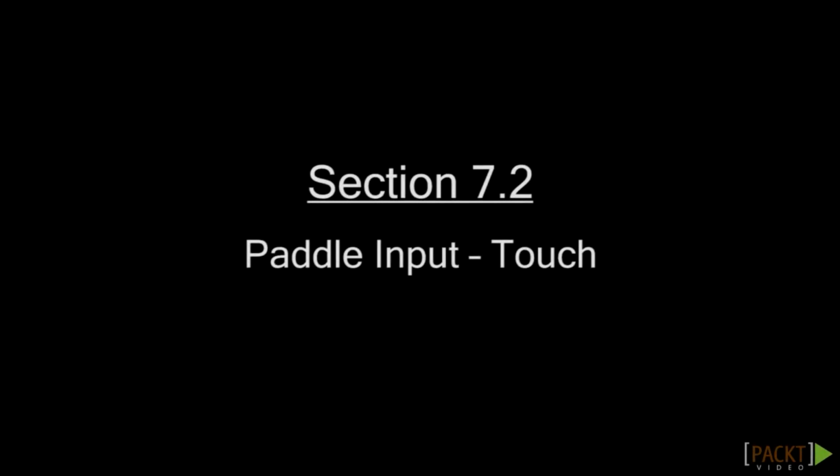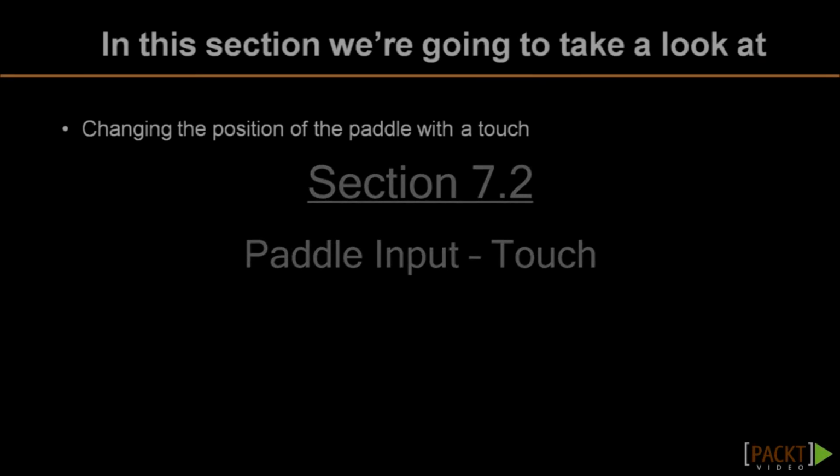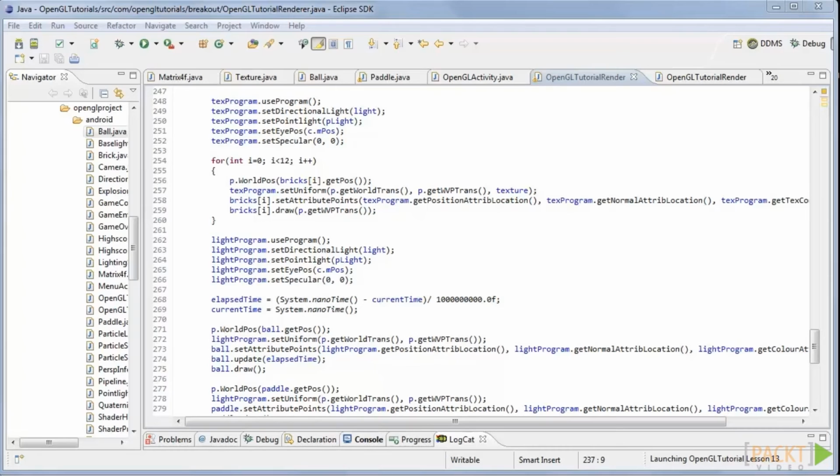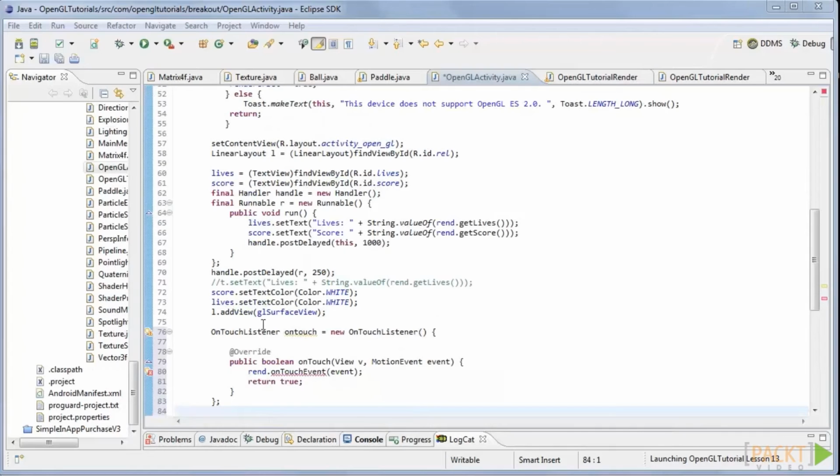Hello everyone, this video is entitled Paddle Input Touch, and in this video we will be changing the paddle's position with the touch. The first thing we need to do is set up a touch listener for our surface view so that Android listens to when the screen is touched. Go to the OpenGL activity class and add a new onTouch listener with this code here. This will call the renderer's onTouch function, which we are about to implement when the screen is touched.